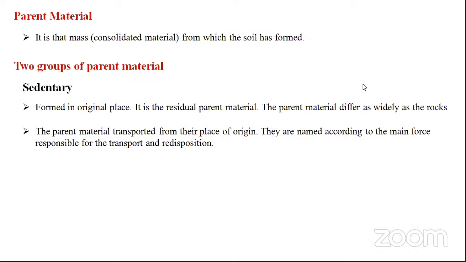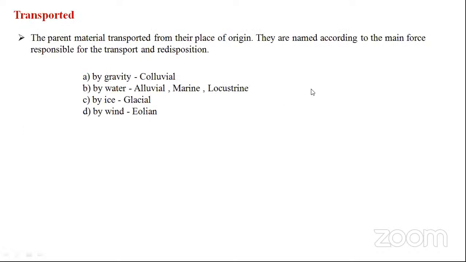Very first, you will see some interesting things about this sedentary. Some parent materials are transported from their original place. Sedentary means those are the parent material which is formed and won't move. They will have a sedentary life. Sedentary means will not move. In English, sedentary life means they won't move. It will stay in only one area, whereas transported means they will be transported according to the main forces. By the agent of transporting, they have been given different names according to the transport and deposition.